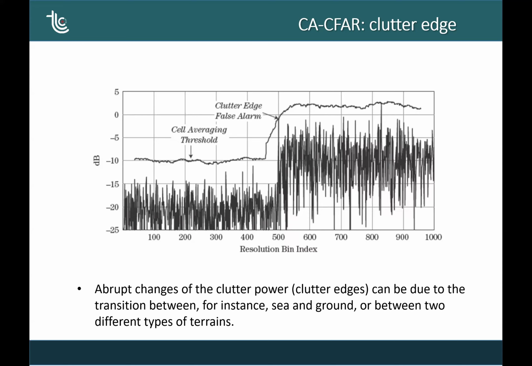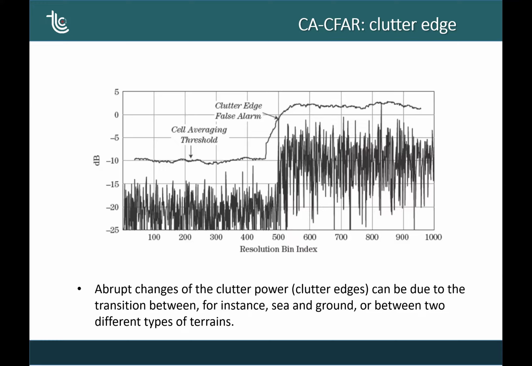Remember, we have said that the CA-CFAR works well when the disturbance samples, the interference samples, are all identically distributed. Here, they are not identically distributed because we have this change in the power. So they are all exponentially distributed, but we have two areas, so two values of the power.